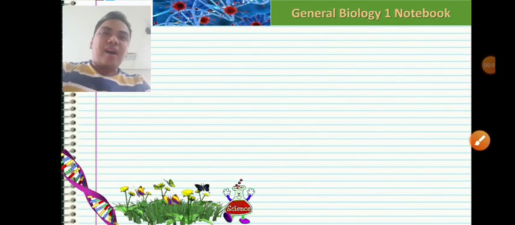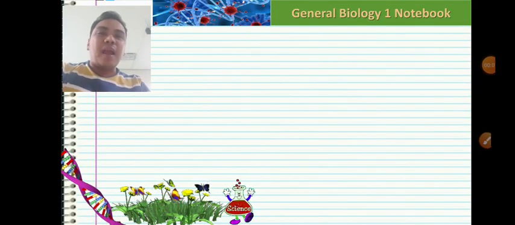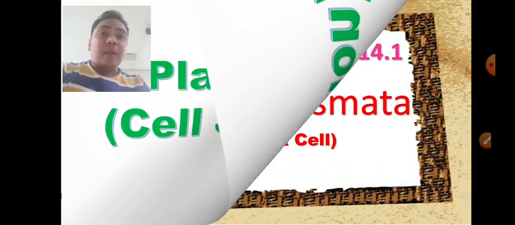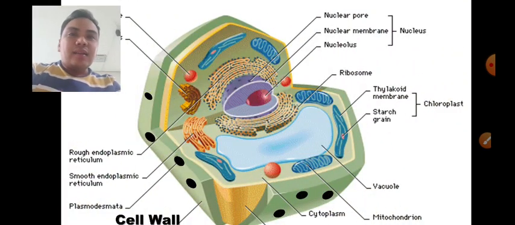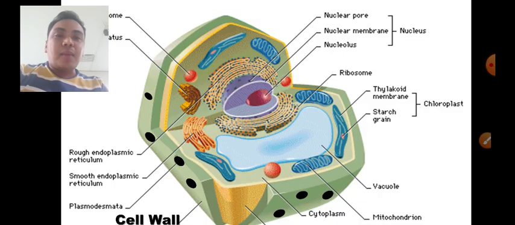So let's now discuss the cell junction for the plant cell, in which we have the plasmodesmata. So take note, plasmodesmata is the cell junction among plant cells. Okay, so let's take a look at its exact location within the plant cell.